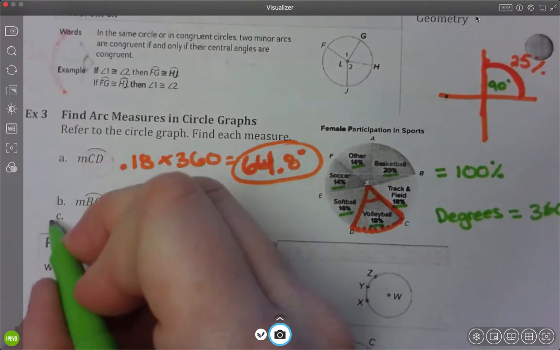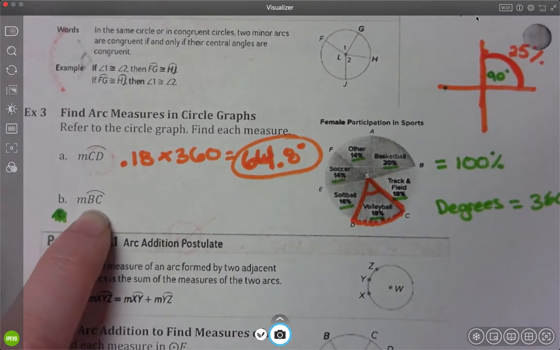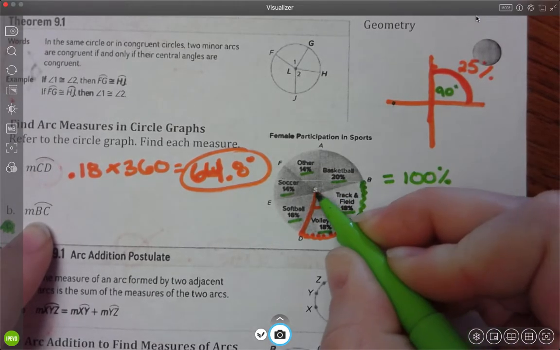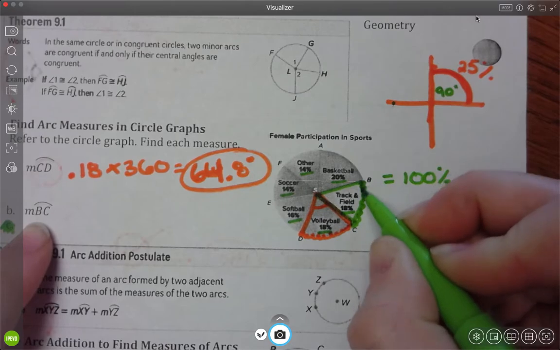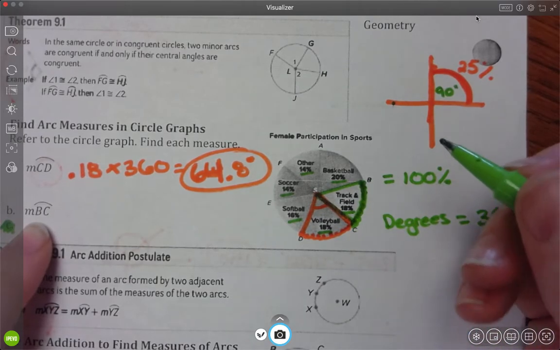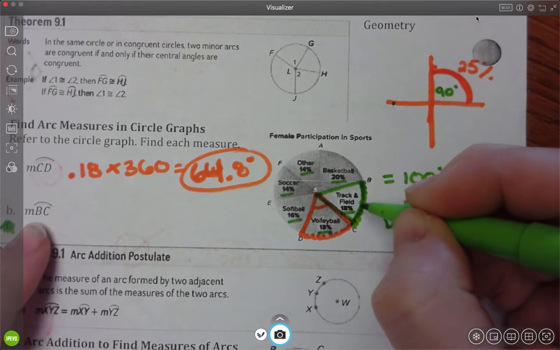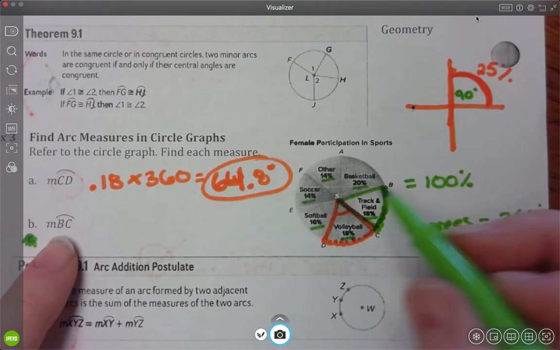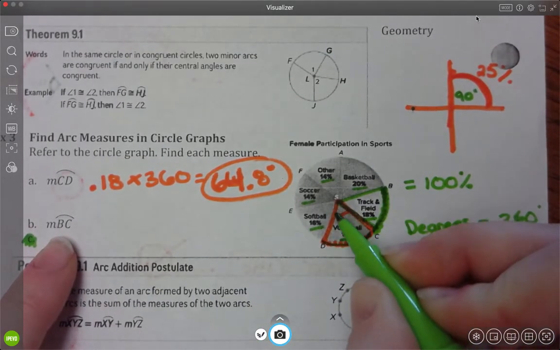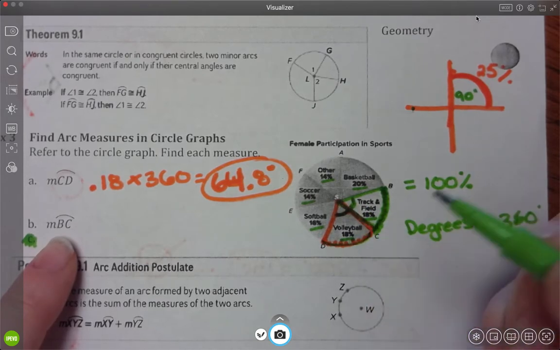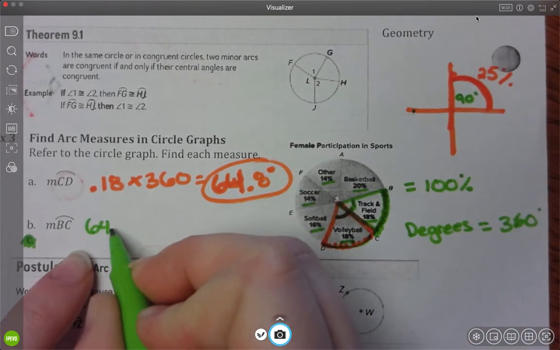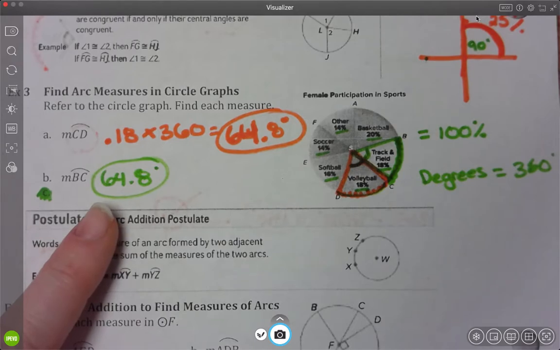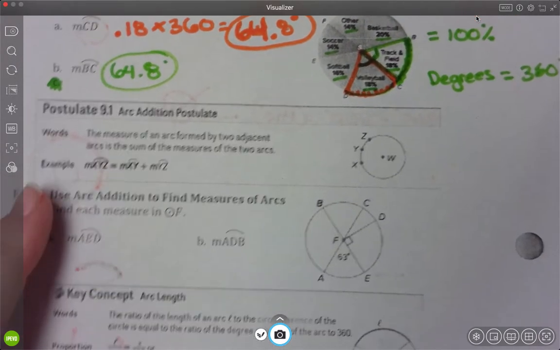I have a typo here, I don't know why C showed up, but they want to also check to see what is the measurement of arc BC. BC is this guy right here. Okay, so basically I'm looking at this slice of pie now. And they want to know what the length of this arc is in degrees. Well, that one's also labeled as 18%. So shouldn't it be the same as what this one is? And that's what this theorem up here says, that if you have two arcs that have the same central angle, or the same measurement here, like 18%, 18%, they will both have the same degrees. Okay, so I don't have to do that conversion again. I can just say that that's going to be 64.8 degrees as well. Okay. All right, moving on.